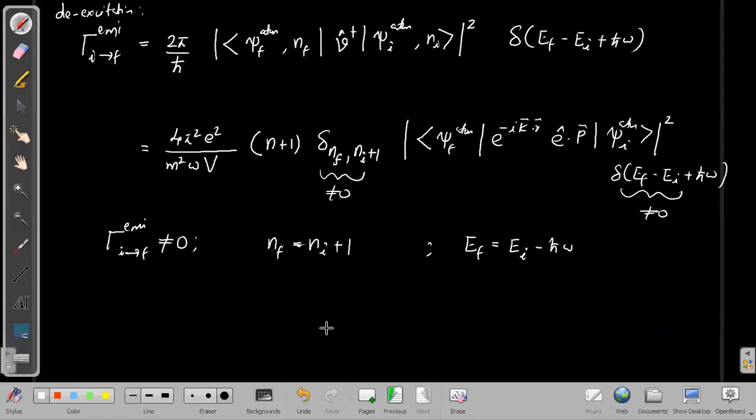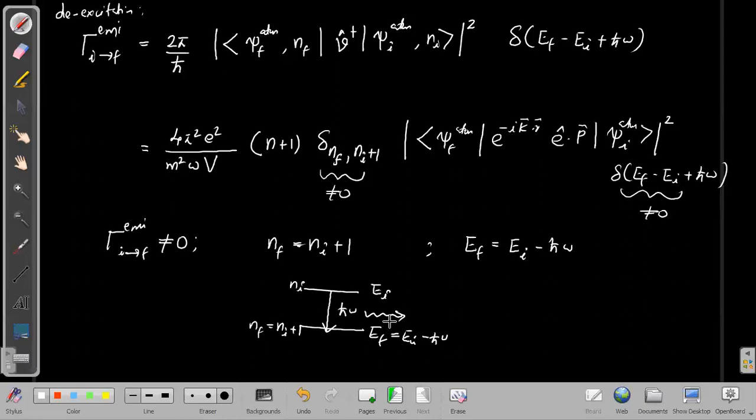So that means if you have two energy levels for an atom, the initial energy and the final energy, the atom goes to the lower state, and the energy lowers by h cross omega. The final energy is equal to Ei minus h cross omega, and the number of photons initially is ni, and the final number of photons must be equal to ni plus 1. So that means a photon will be liberated in this process. That is why this process is referred to as emission or de-excitation. While de-exciting, when the atom goes to the lower state, one photon will be emitted.